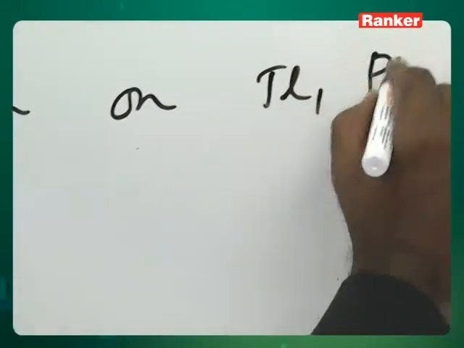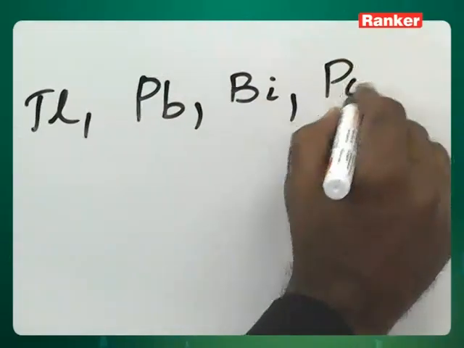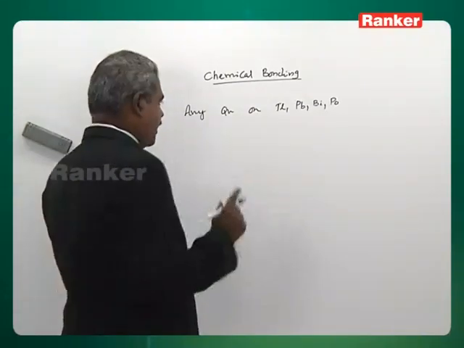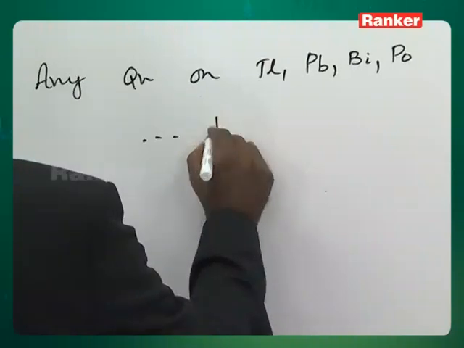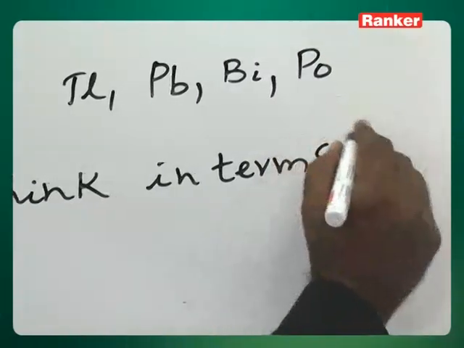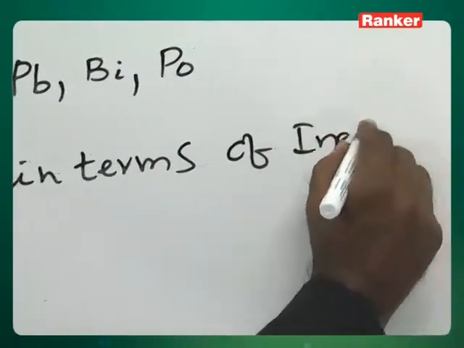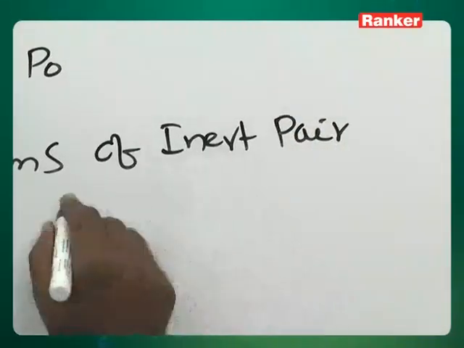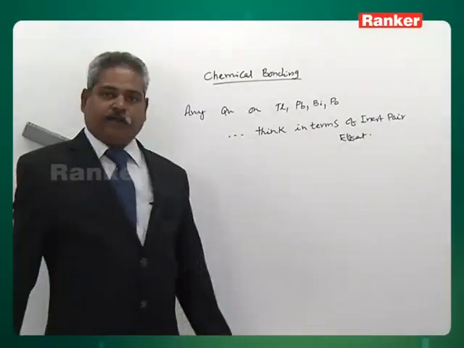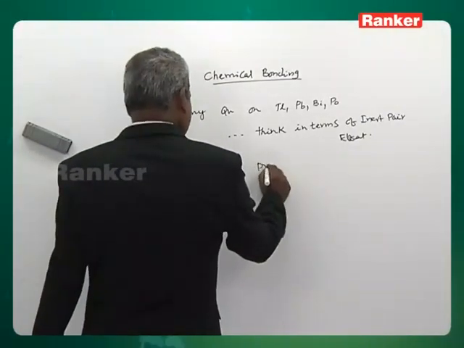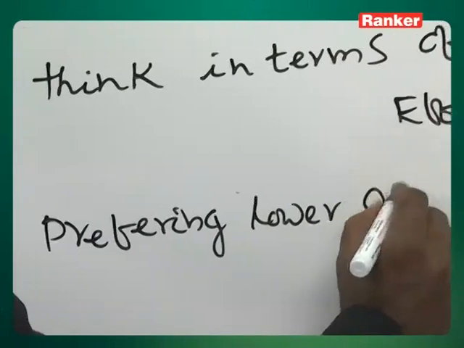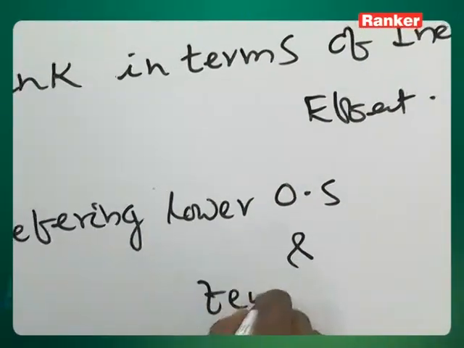Any question on thallium, lead, bismuth, polonium? Only these four elements, I repeat: thallium, lead, bismuth, polonium, you start thinking in terms of inert pair effect. What is that inert pair effect? Let me tell you. Inert pair effect: preferring lower oxidation states and fewer number of bonds.